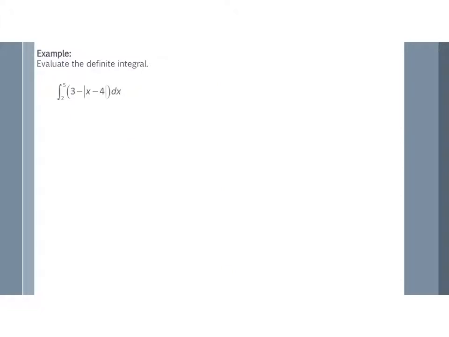Now let's look at a more interesting integrand. 3 minus the absolute value of x minus 4. Now, the absolute value of a function is like a piecewise defined function. So it might be beneficial for us to recall that the absolute value of u is equal to one of two things. It's equal to itself if u is not negative. But if u is negative, we have to change the sign.